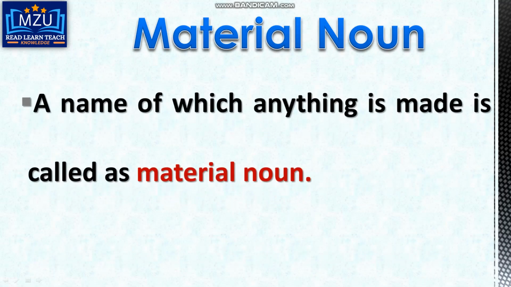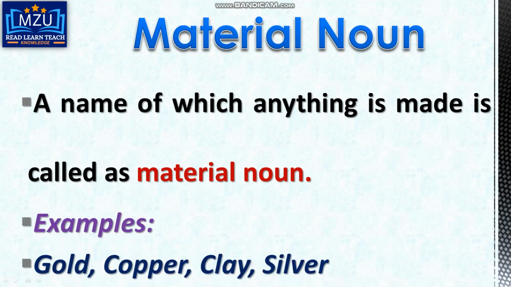Material noun. A name of which anything is made is called a material noun. For example, gold, copper, clay, silver. These are all material nouns. Of these, some things are generally made.